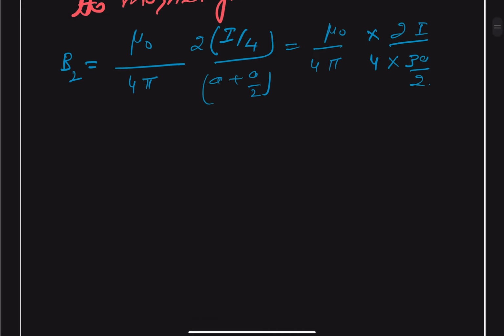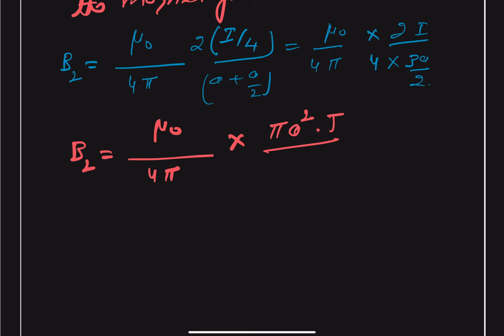So which gives us that our magnetic field will be equal to mu naught 4 pi, and we can convert this current I into now current density, this giving us pi A square multiplied by J divided by 6A, and this will be 2. So we get this as mu naught A J divided by 12.